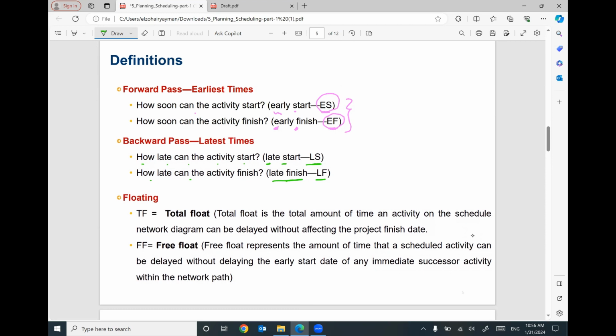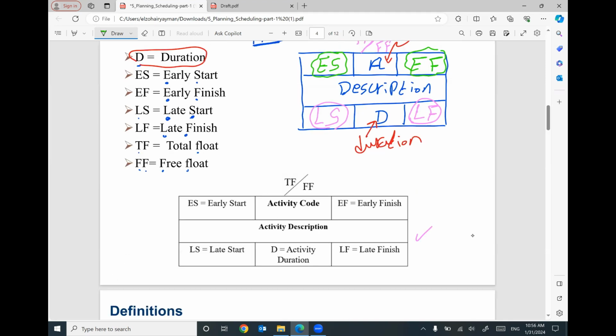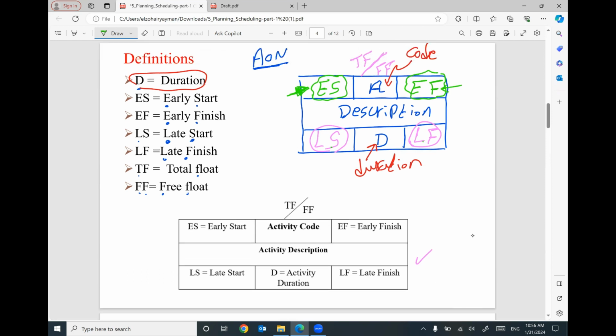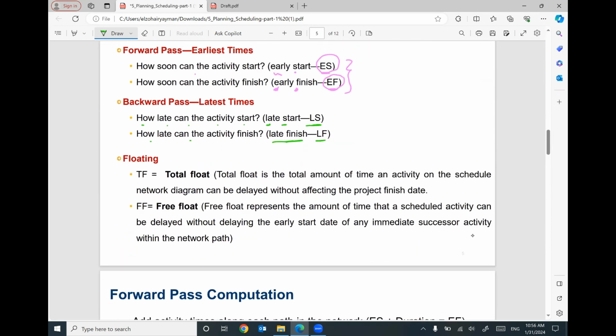these definitions are very important to understand the meaning. We are going to put numbers here, and these numbers represent very important definitions. Early start: this number is the time, the earliest time to start your activity. And this time represents the earliest time to finish the activity. The number here is the latest time to start the activity, and the number here is the latest time to finish your activity. Does that make sense? We have total float and we have free float.